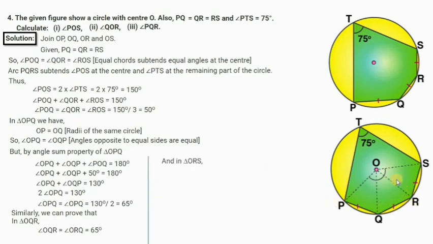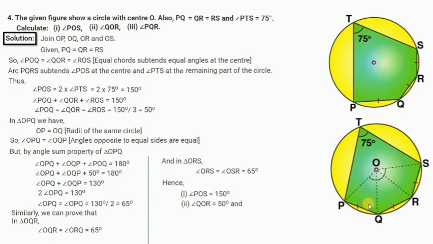Alright, and in the last part we have also got ORS and OSR will be 65 degrees each. That is, this angle and this angle both will be 65 degrees each. So at last we have shown POS is 150 degrees, and QOR is 50 degrees. At last we need to find what is PQR, which means we need to find how much this angle is.